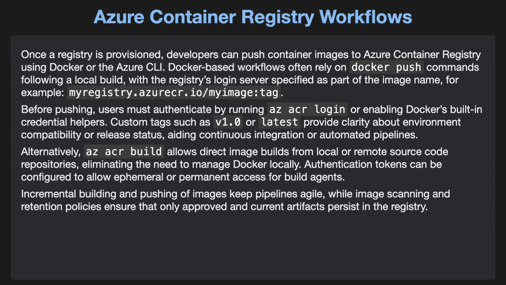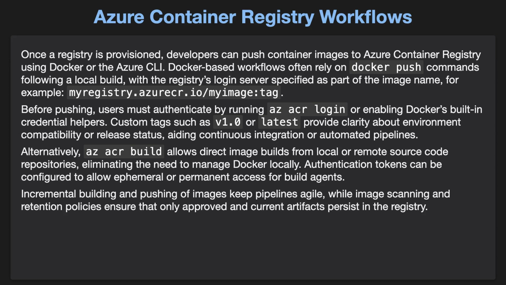Once a registry is provisioned, developers can push container images to Azure Container Registry using Docker or the Azure CLI. Docker-based workflows often rely on docker push commands following a local build, with the registry's login server specified as part of the image name. For example, myregistry.azurecr.io/image:tag. Before pushing, users must authenticate by running az acr login or enabling Docker's built-in credential helpers.